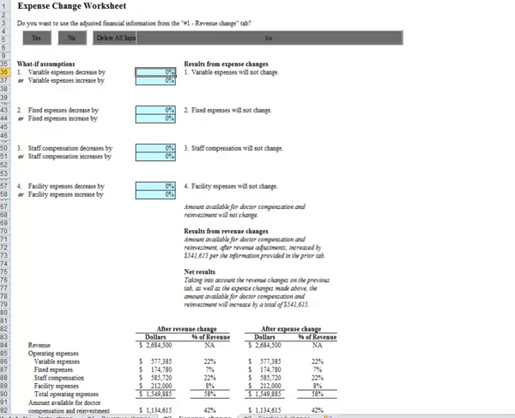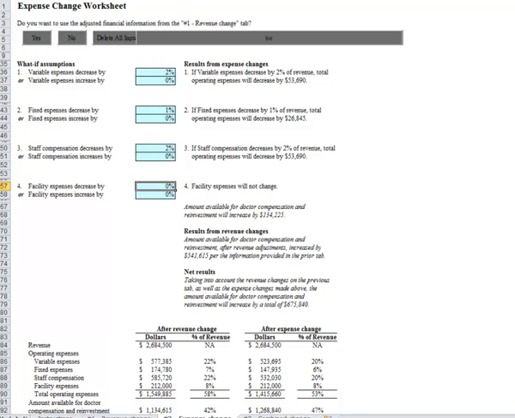So let's use the assumption that our variable expenses go down by 2%. And let's assume that the fixed expenses go up by 1%, and that our staff compensation goes up by 2%, and our facility expenses drop by 2%. Let's see what happens. So if our variable expenses go down by 2%, that means that our operating expenses will go down by about $54,000. If our fixed expenses go down by 1%, then our operating expenses will drop by about $27,000.